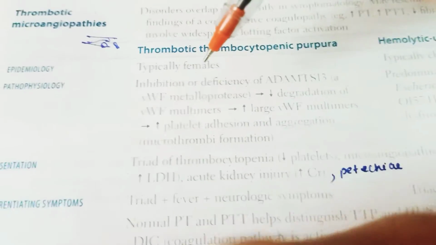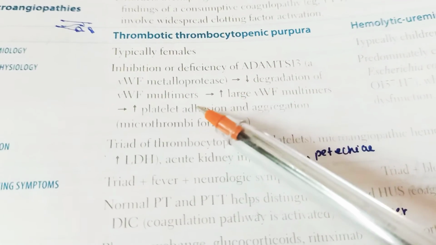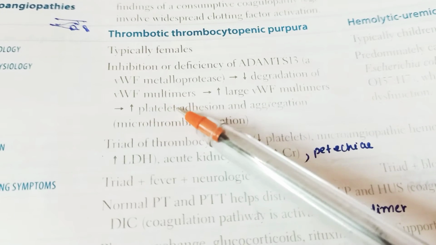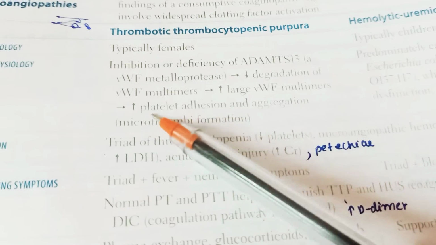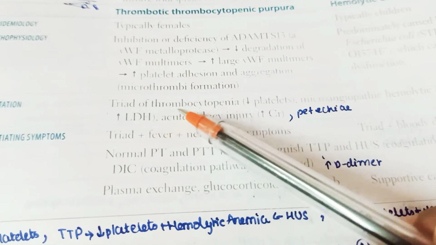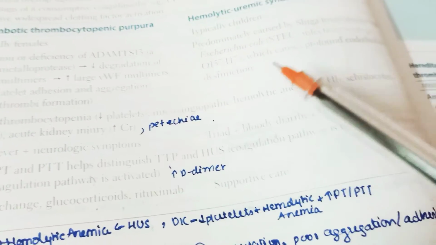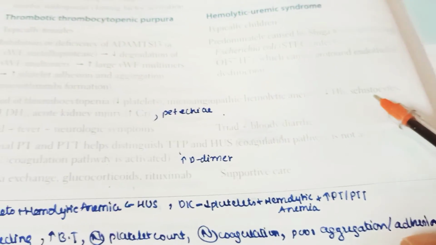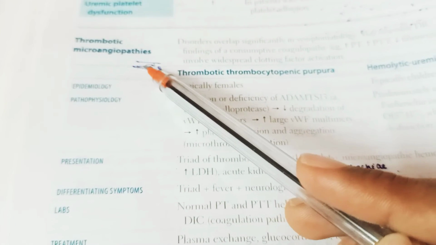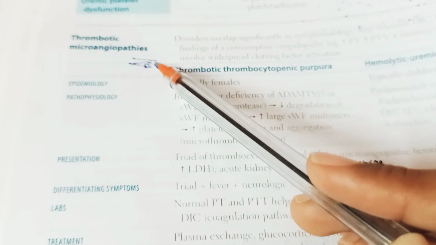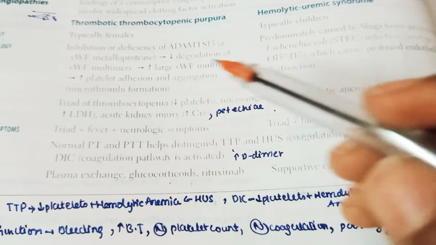It typically affects females. There is inhibition of ADAMTS13, that is decreasing degradation of von Willebrand multimers. So increased von Willebrand multimers lead to increased platelet adhesion, aggregation, and microthrombi formation. So this is the triad: thrombocytopenia, that is decreased platelets, and microangiopathic hemolytic anemia, that is because of formation of schistocytes. You can understand if there are thrombi like this and the blood cell wants to pass through it, it will be cut into small pieces, leading to microangiopathic hemolytic anemia.